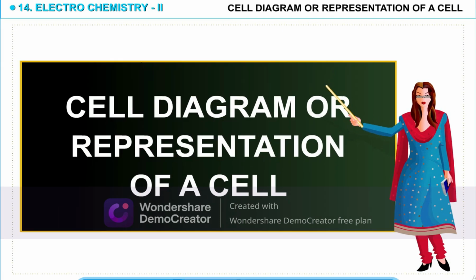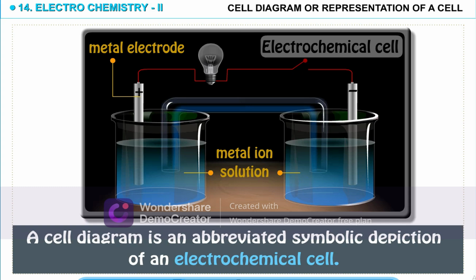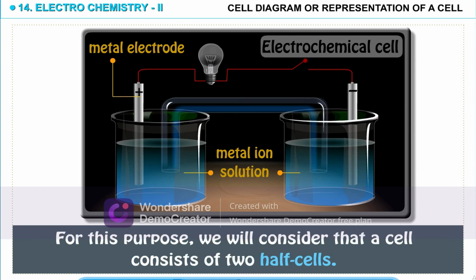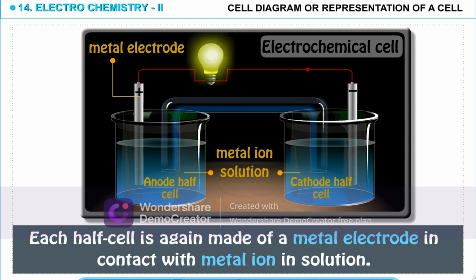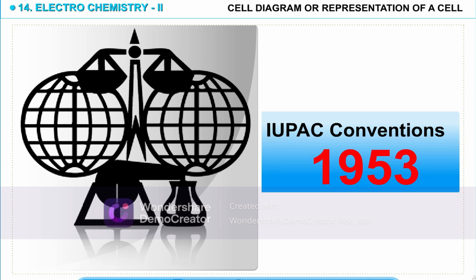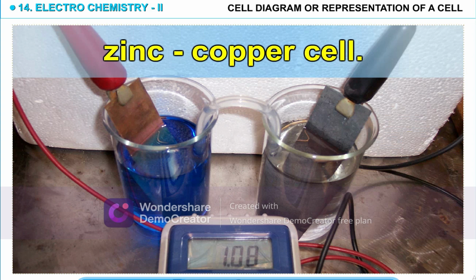Let us see the cell diagram or the representation of a cell. A cell diagram is an abbreviated symbolic depiction of an electrochemical cell. For this purpose, we will consider that a cell consists of two half cells. Each half cell is again made of a metal electrode in contact with metal ion in solution. The IUPAC conventions. In 1953, IUPAC recommended the following conventions for writing cell diagrams. We shall illustrate these with reference to the zinc copper cell.